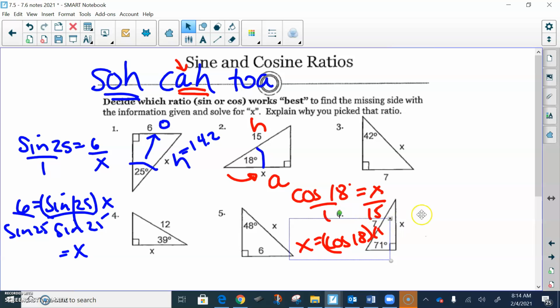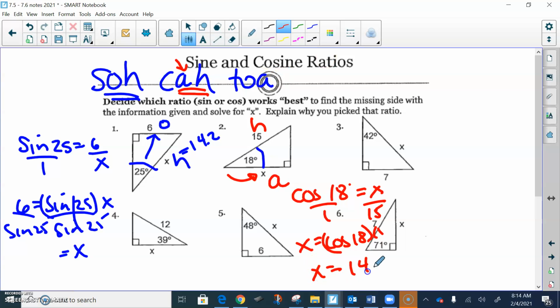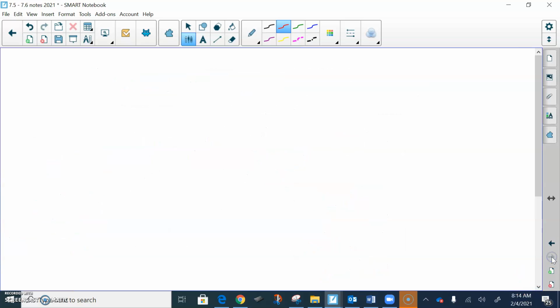And I'm going to punch in my calculator, cosine of 18 times 15, close my parenthesis, times 15, otherwise it'll take the cosine of the product of the two, and it tells me that my side length is 14.3, and I knew it was going to be less than 15. 15 was my hypotenuse, so 14.3 approximately. Let's see if we have another one.